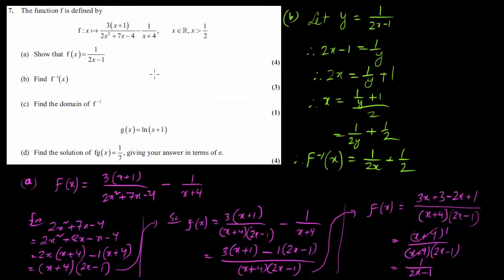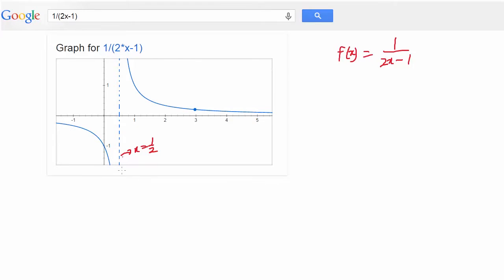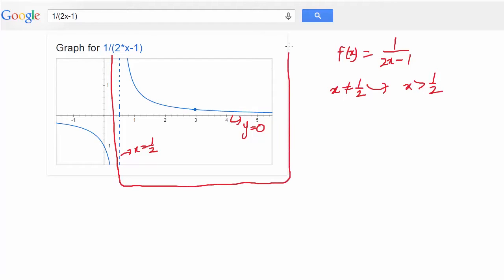Now in the question, it is given that x is greater than half. That means we only use this portion, on the right hand side of the asymptote. This portion is not needed. The other asymptote is y equals 0. So the domain they have given, instead of x is not equal to half, which is the regular domain, is x greater than half. That means we use only this portion. In that case, the range is going to be f(x) greater than 0. So that is the domain, and this is the range.